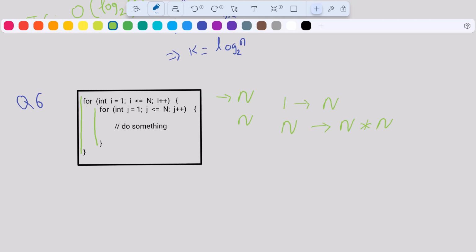So how many times will the iteration go on overall? Overall the iteration will go on for n into n times. So what will be the time complexity for this problem? Time complexity for this problem will be n into n, which we can write as order of n square. Okay.